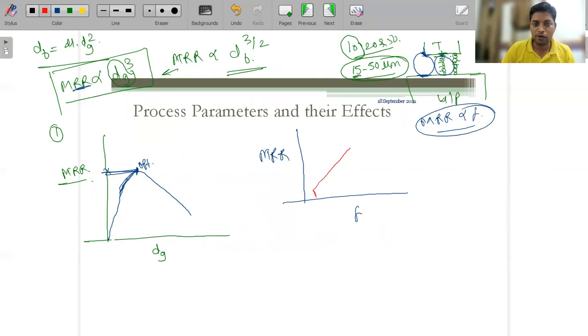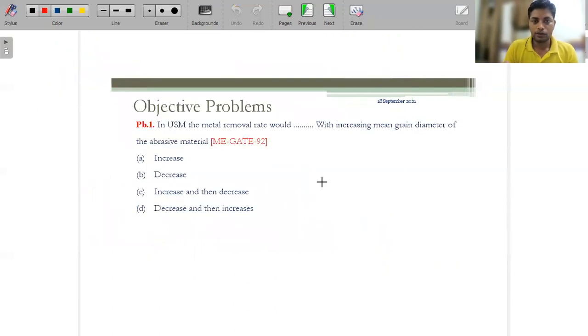This is the minimum value, say 19 kilohertz, and this is the maximum value of 25 kilohertz. Up to that, we can say it will be a straight line. Okay, guys, so this is the material removal rate with respect to the frequency. Fine, so I'm taking just two objective problems. After that, I will end this session.